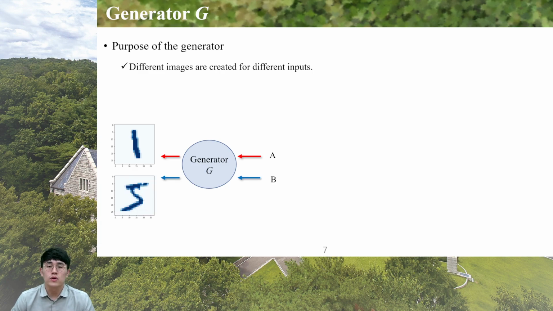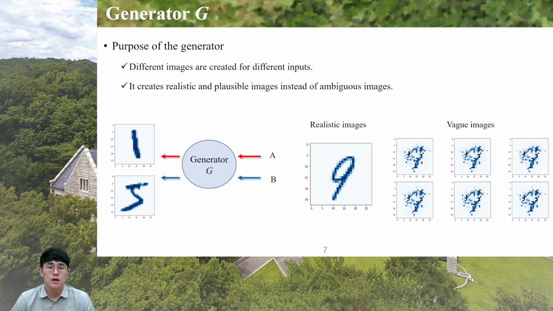The second goal is to prevent unclear, ambiguous images when an image is produced in the generator. Instead, it should be trained to create realistic and plausible images. In other words, instead of the ambiguous 9 images shown on the right, it should generate a clear image result as shown on the left.